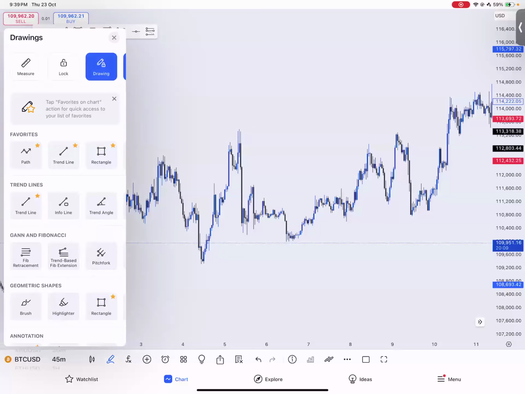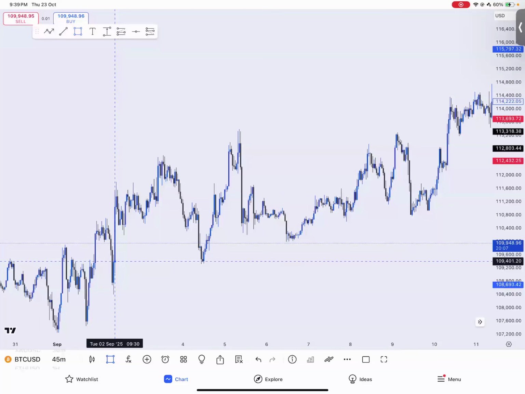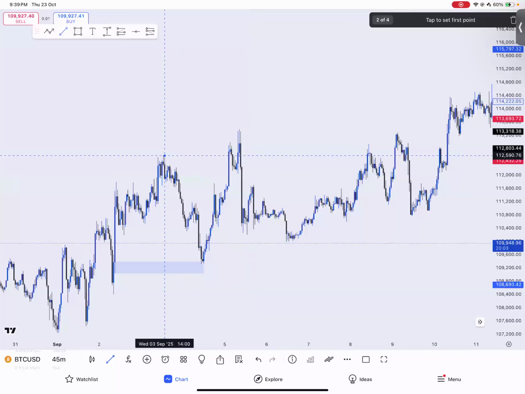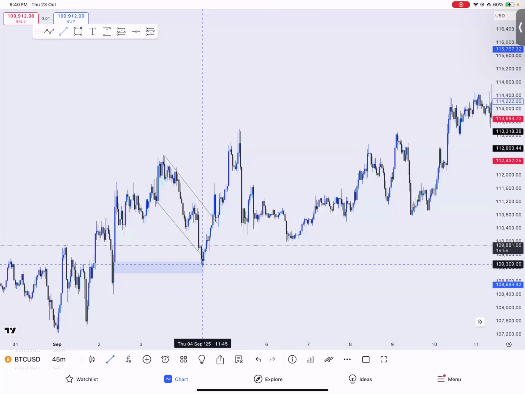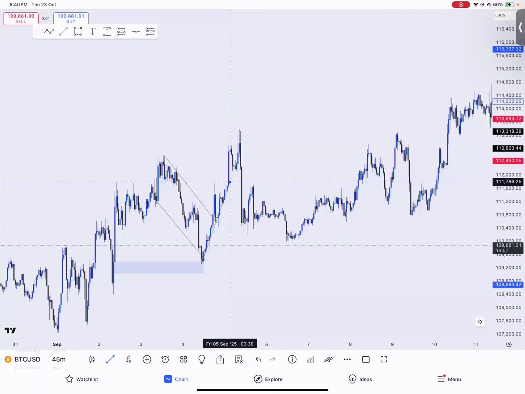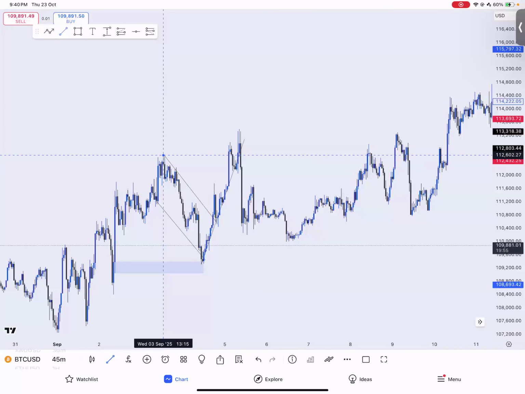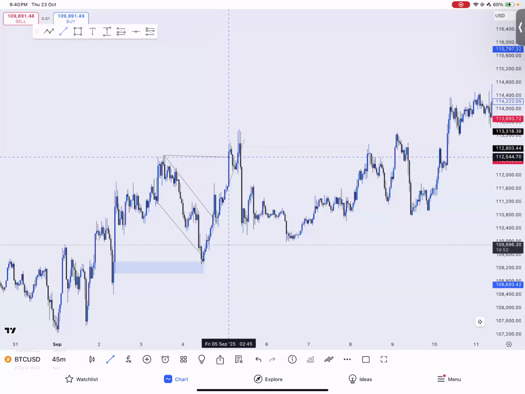This is an OB level here. Before price bought from this level, you can clearly see a downtrend. The market bought from this zone until it cleared the trend line liquidity, which is where the downtrend originated from.